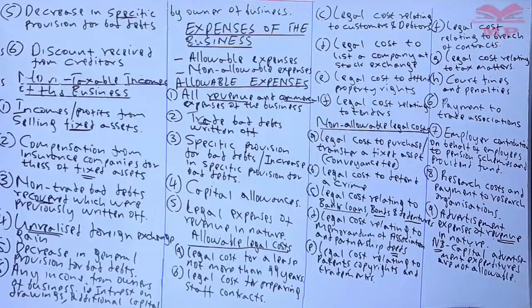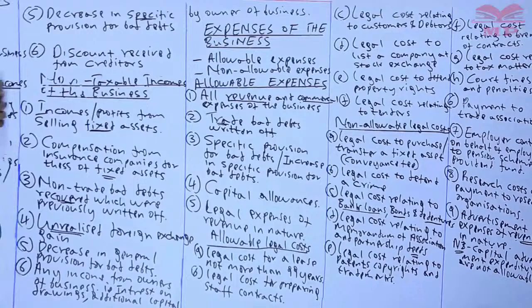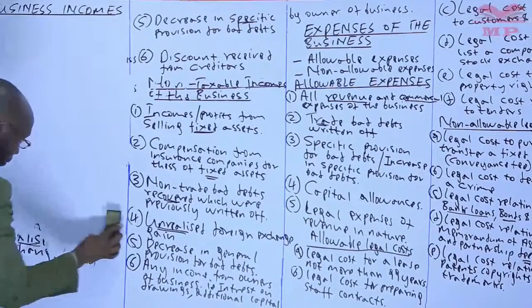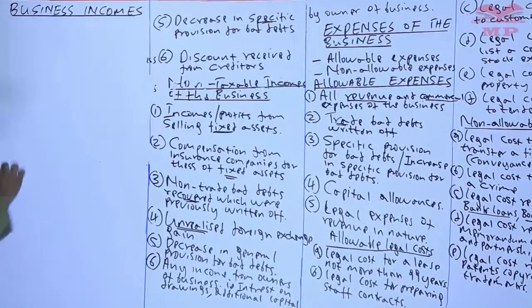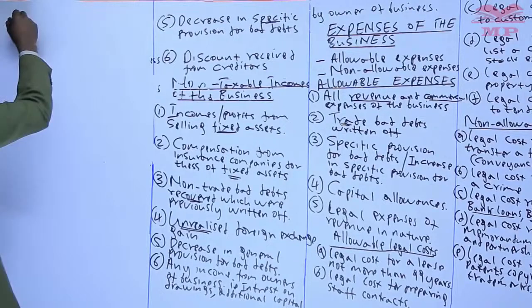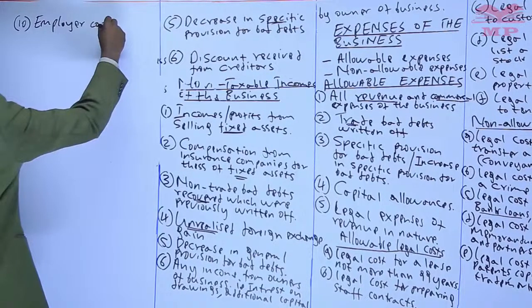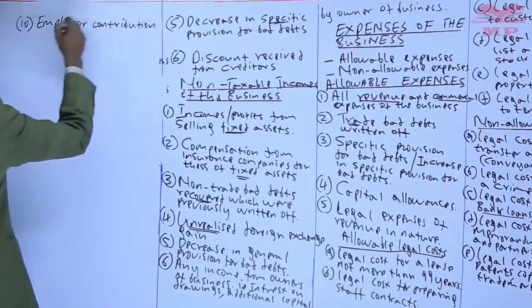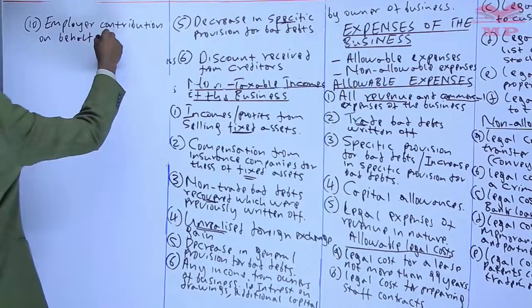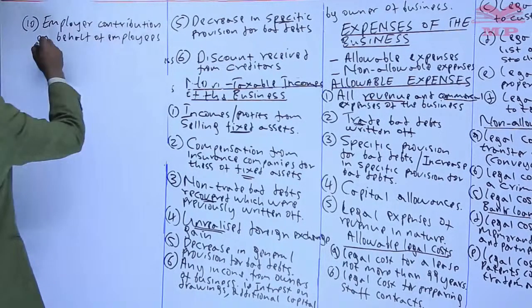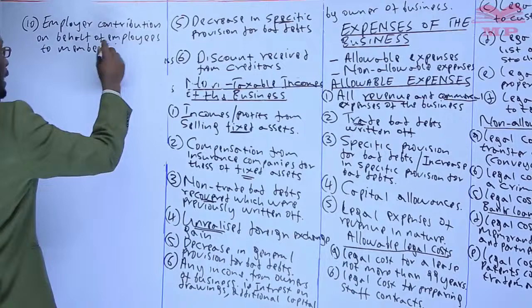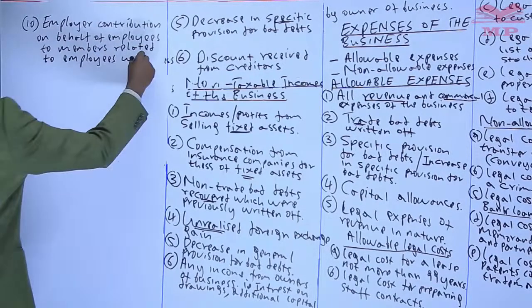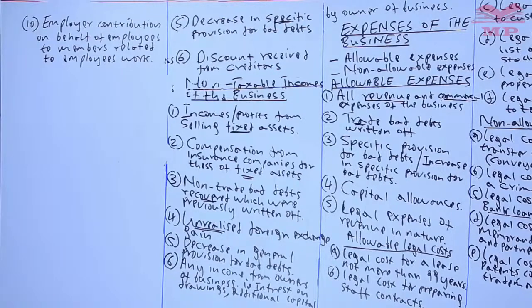Then we go to number 10. Number 10, another allowable expense is the employer contribution on behalf of employees to members club. But that members club must be related.